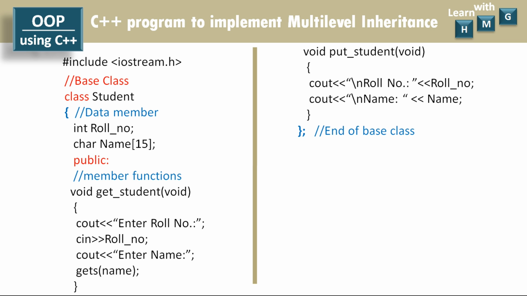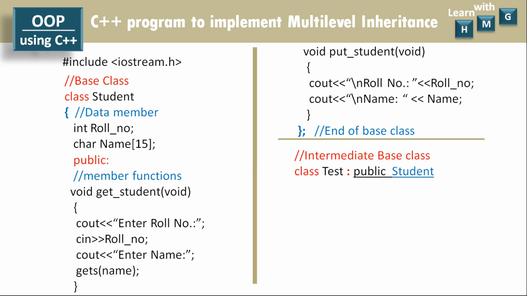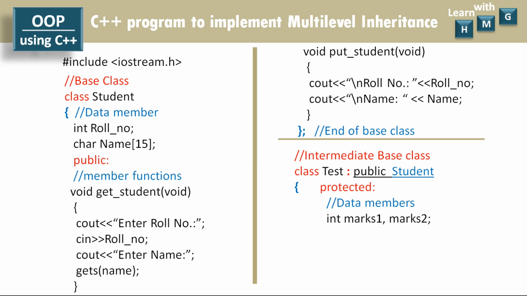Let us go for the intermediate base class, that is test. So the class test is publicly derived from the student base class. So the base class is student and the derived class is test. So from the student class, the test class is derived. So here it has a protected section instead of private. Now I am declaring these data members as protected.